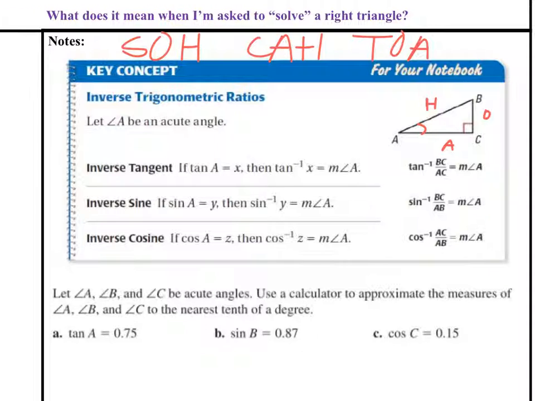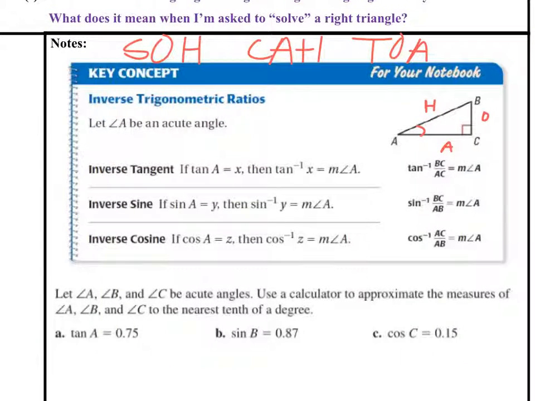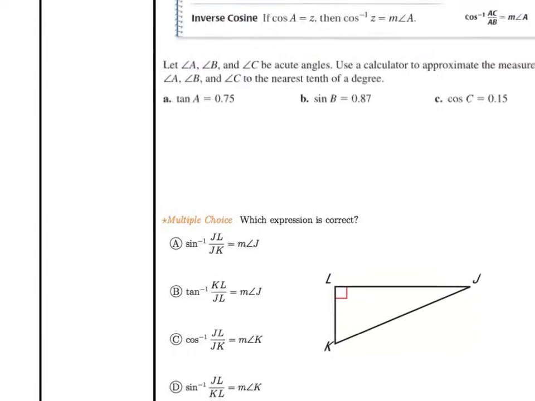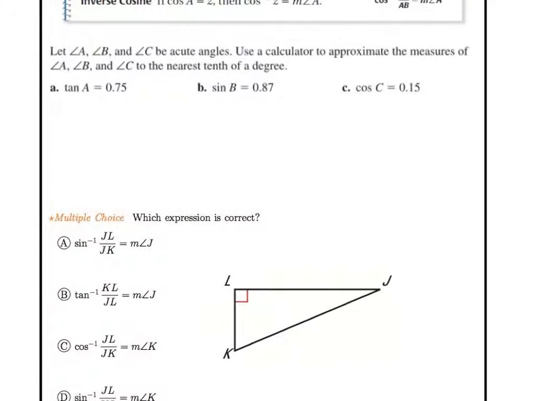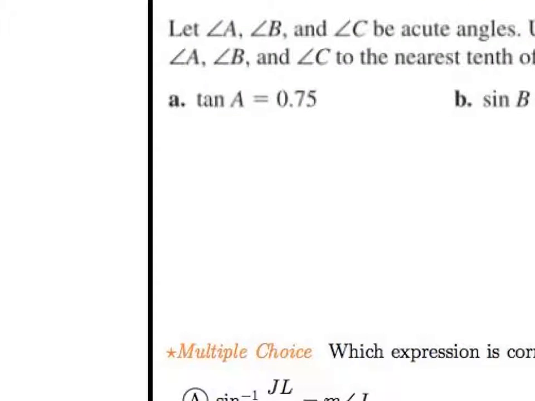We're going to do a couple of these next ones, and then we'll get to solving triangles today. So look at these first examples. Let A, B, and C be acute angles. Use a calculator to approximate the measures of angle A, B, and C to the nearest tenth of a degree. We're only going to do two of these. We're going to do A and C, I think.